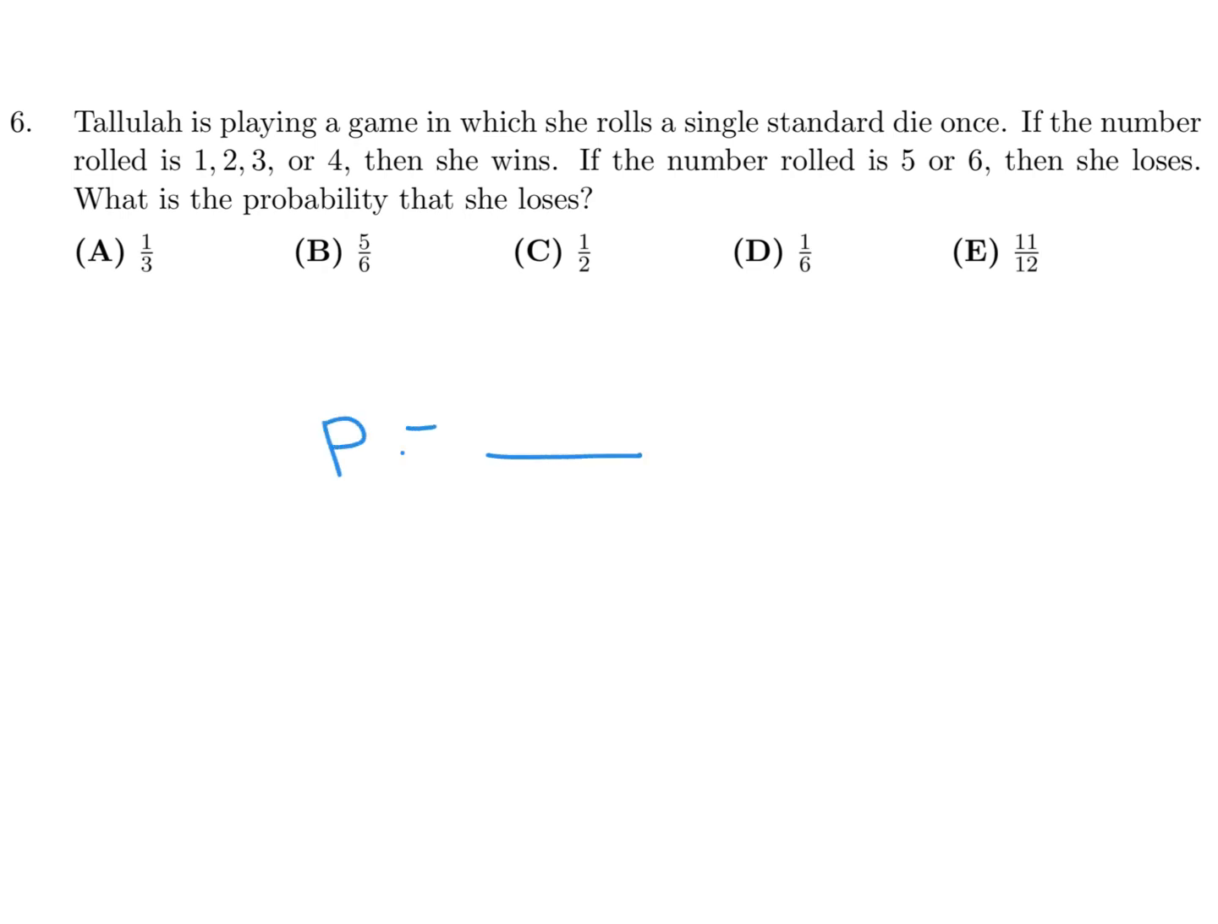Okay, probability questions. The denominator is the total. So how many numbers do we have on a die? 6 numbers: 1, 2, 3, 4, 5, and 6. The numerator is a specific condition, and in this case, we want her to lose, which would mean she would have to roll a 5 or a 6, and that's 2 of those 6 numbers. So there you go. That's the probability. And of course, in lowest terms, that would be 1 over 3, making number 6 A.